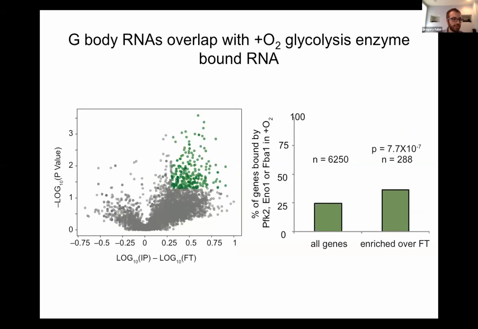So we compared the fraction of mRNAs bound by glycolysis enzymes in normoxia through PAR-CLIP in the transcriptome to the set of G-body enriched RNAs. And we found that the normoxic bound RNAs were nearly twofold enriched in the set of RNAs found in G-bodies. Suggesting that the same RNAs that are bound by glycolysis enzymes in normoxia are going to G-bodies in hypoxia, raising the possibility that these RNAs are helping to bring these enzymes together into these granules.